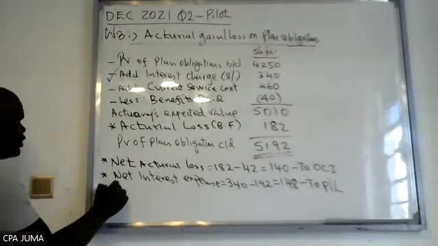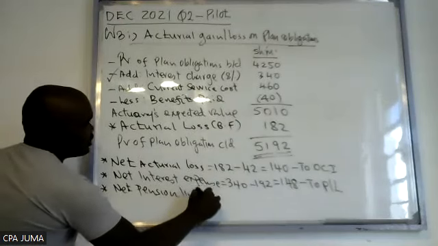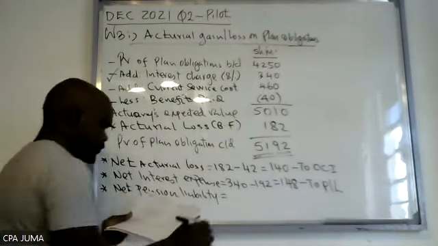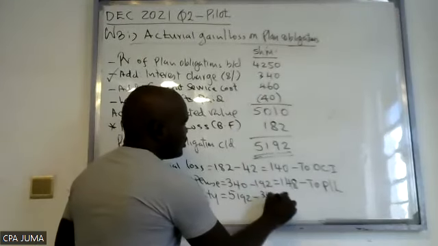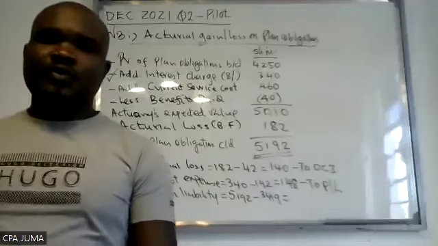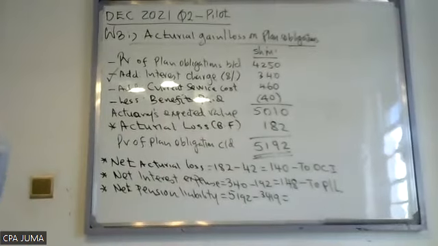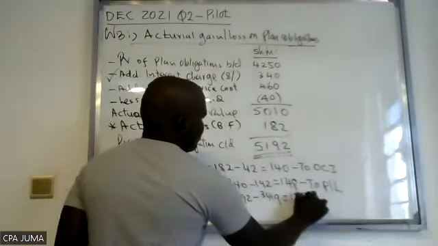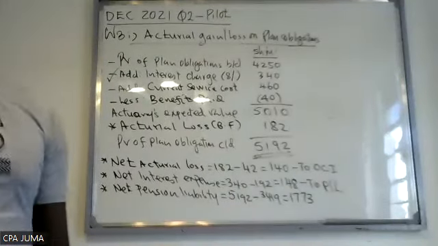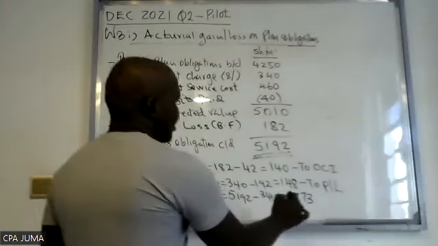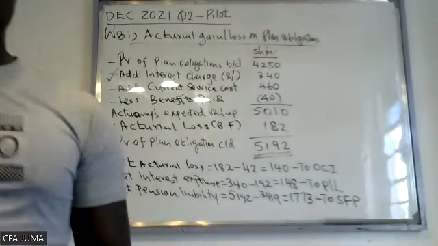So we'll talk of net pension liability. Liability imekuwa mingi. 5192 minus the available assets, 3419. So we are reporting how much? 1773. So that one will go to the liabilities in the balance sheet. Ama unataka kuandika to SFP, statement of financial position. That is where we'll throw it.